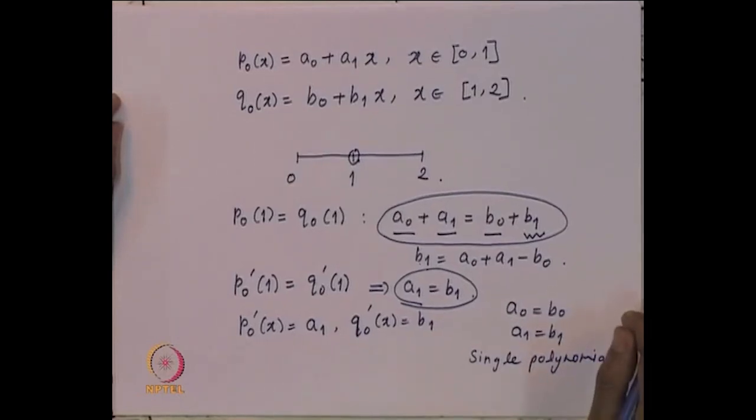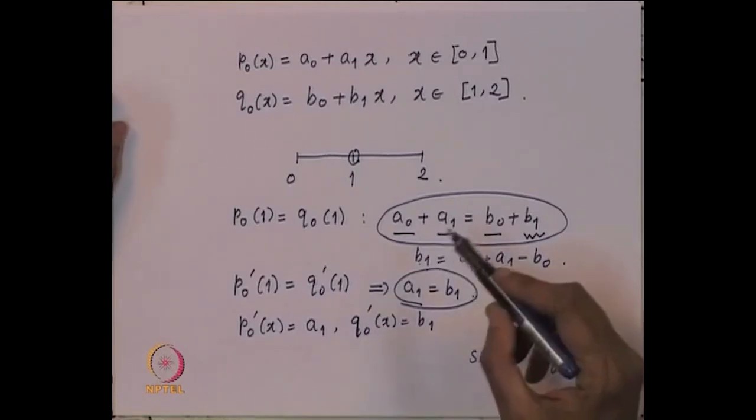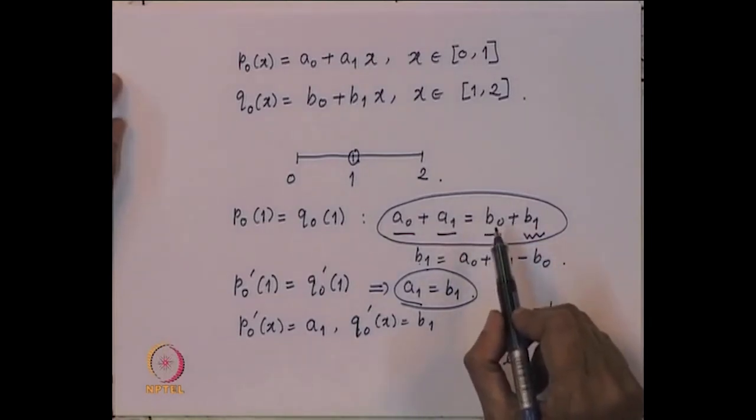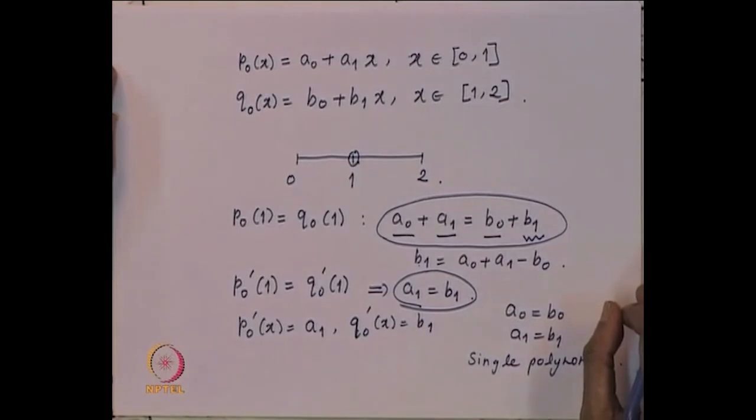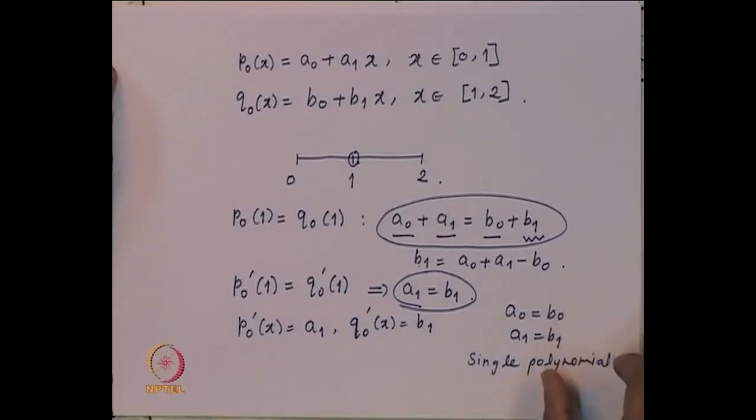So, if we look at two polynomials of degree less than or equal to 1, then we can ask the resulting function to be continuous and still retain the piecewise nature. But if we ask the function to be continuous and differentiable, then it becomes a single polynomial.